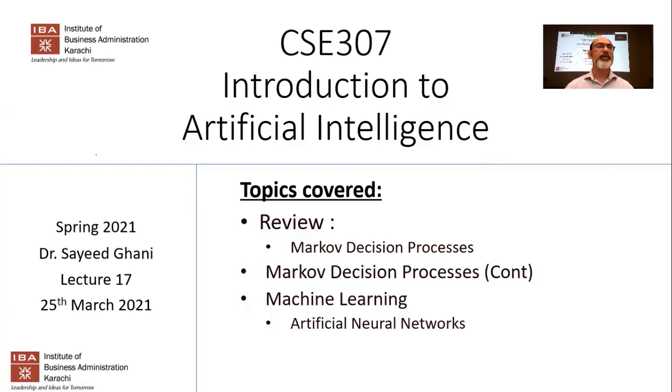Today, we're going to do a review of the Markov decision process, which we looked at last week. And then we're going to enter the major topic of this course, which is machine learning. We're going to start off by looking at one of the most popular machine learning techniques, which is artificial neural networks. And then after we are done with ANNs, we look at deep neural networks. And those are perhaps the most important topics of this course.